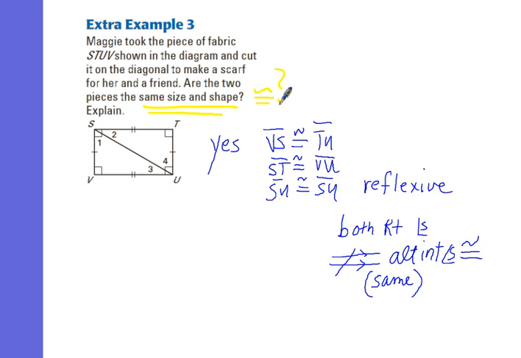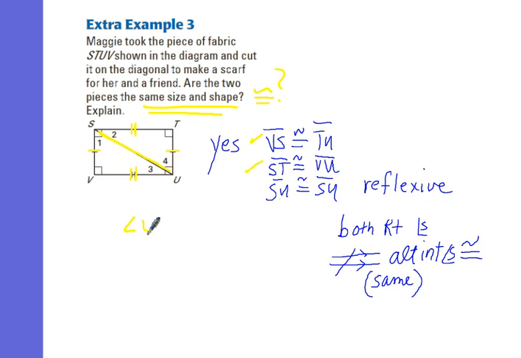So we can see that VS is congruent to TU. That's the first thing here. We can see TS is congruent to VU. That would be the second thing. And we can see that SU is congruent to SU because they are reflexive. They're the same side. They share that side. Now let's check the angles.